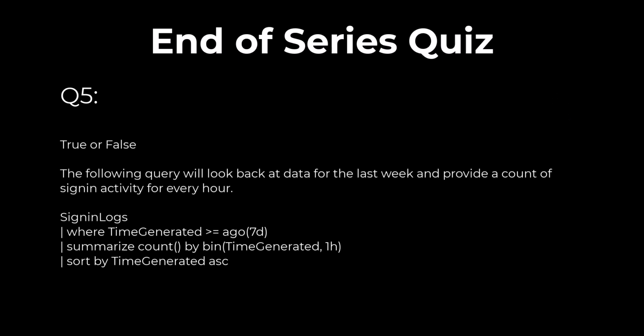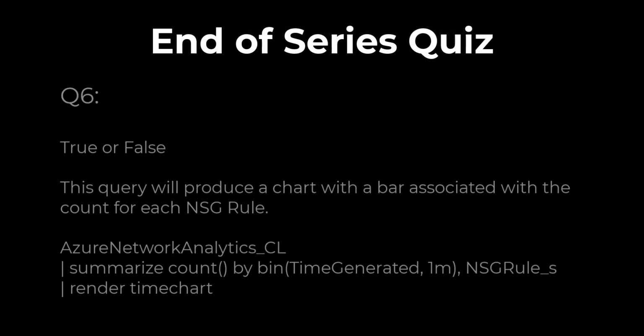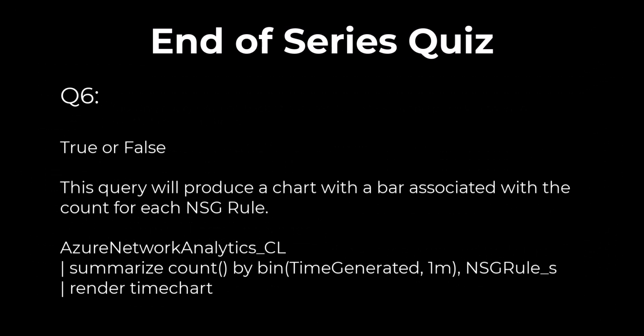The answer is true. The bin buckets are set for 1-hour intervals, and the query goes back 7 days. Question 6. True or false? This query will produce a chart with a bar associated with a count for each NSG rule. The answer is false. This will produce a time chart.